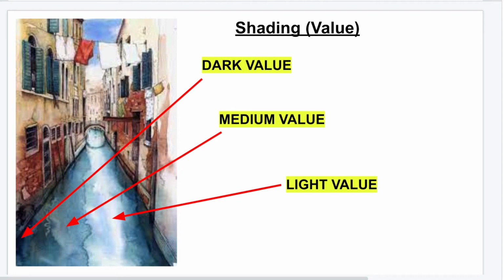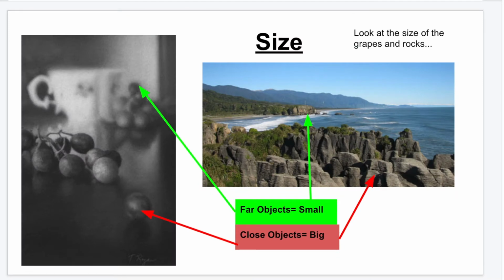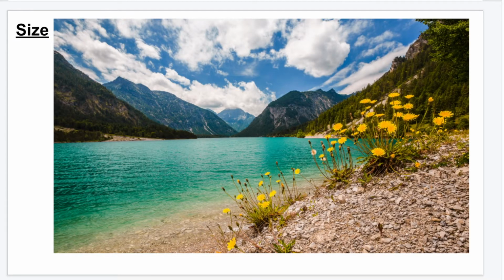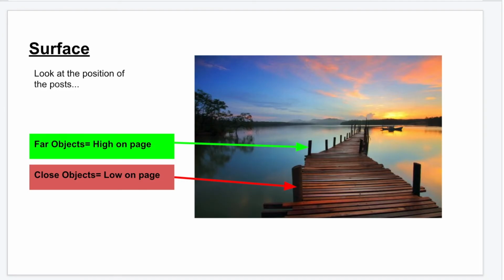We have shading: dark values, medium values, light values. Here's another example of shading in a watercolor painting. Size. Far objects are smaller, close objects are bigger. It doesn't necessarily matter, like these dandelions are bigger than the mountains because they're much closer. So you want to draw things and paint things how you see them, and it helps create the illusion of space and depth.